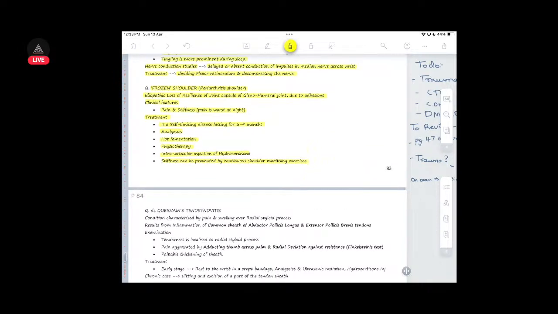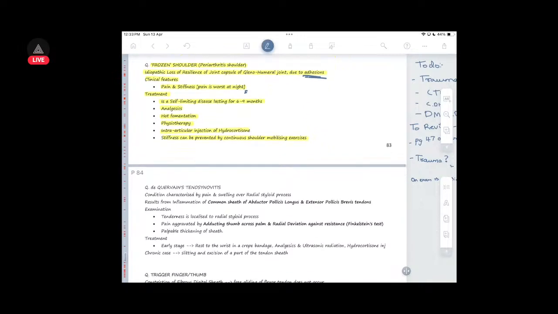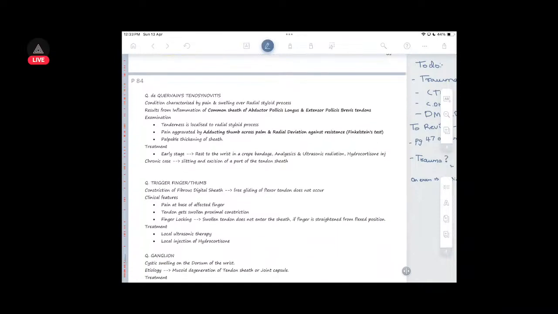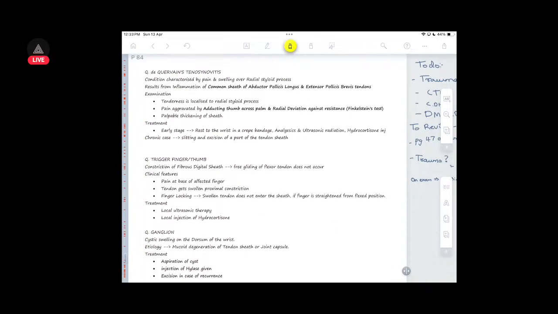It is loss of resilience of the glenohumeral joint due to formation of adhesions. It is a self-limiting illness though.